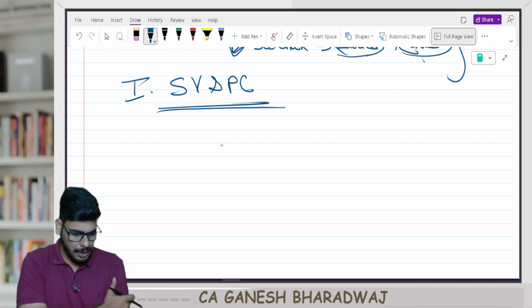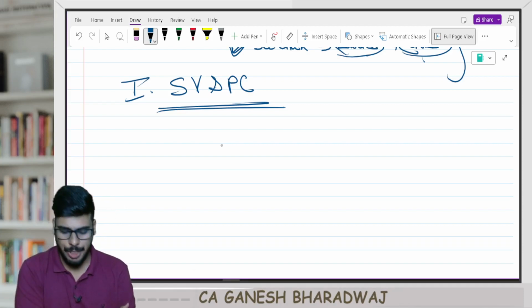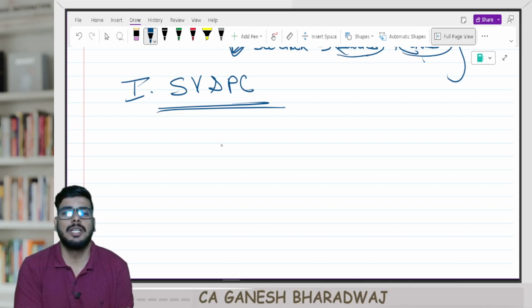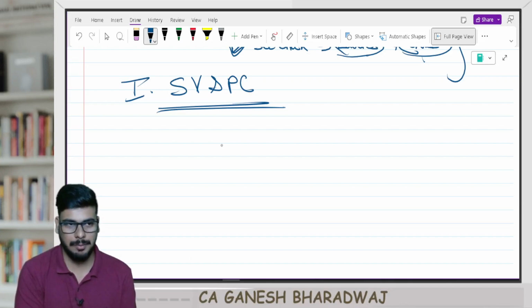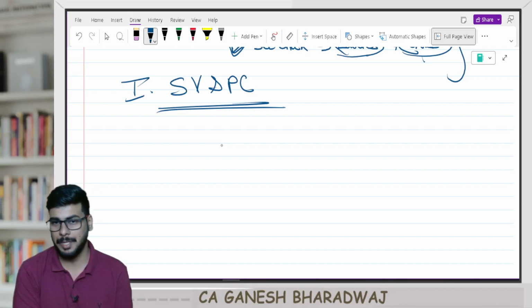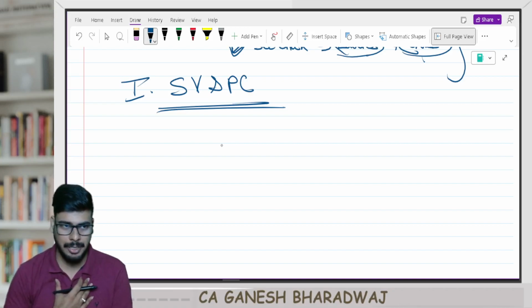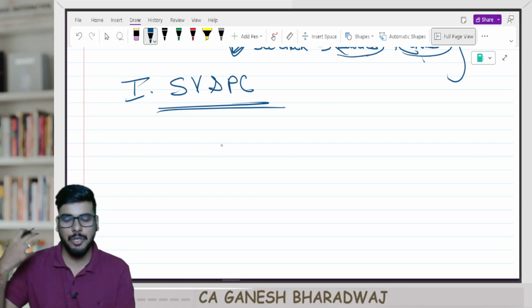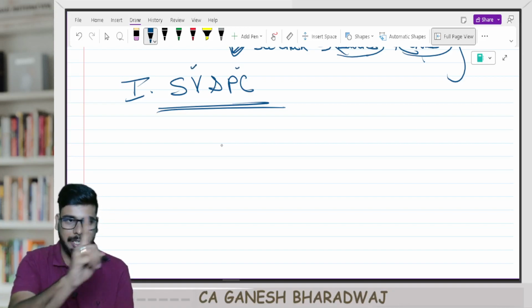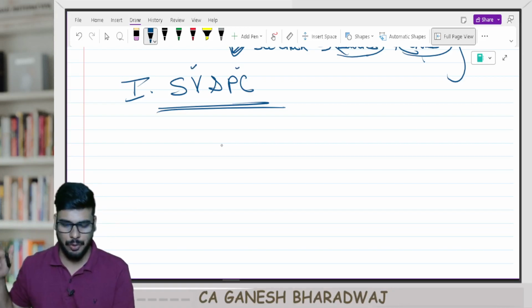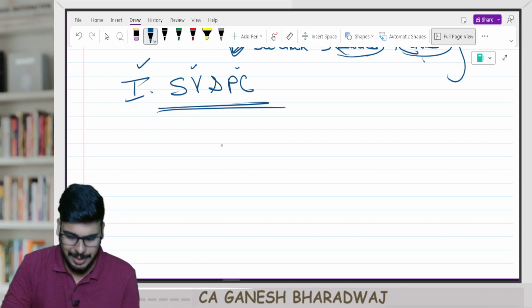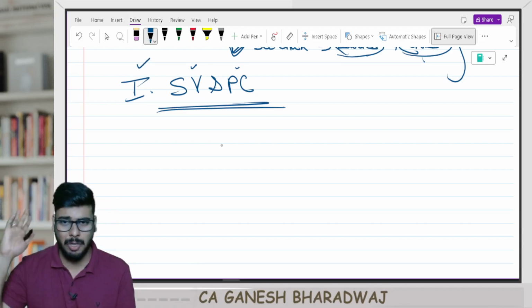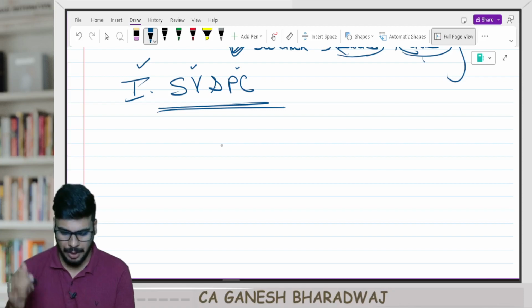Now, stock valuation and profit computation. Sir, what is this objective? So, the first objective of our subject is what? Stock valuation and profit computation, right? Now, we are studying this subject for 3 reasons. We want to value the stock and compute the profit. That is one objective. Second is decision making. Third is control. We are talking about the first objective, stock valuation and profit computation.